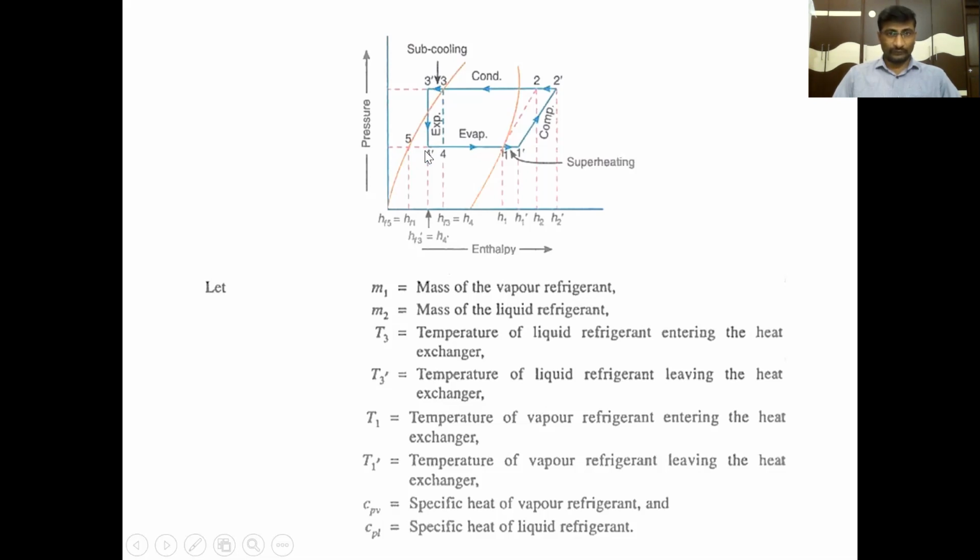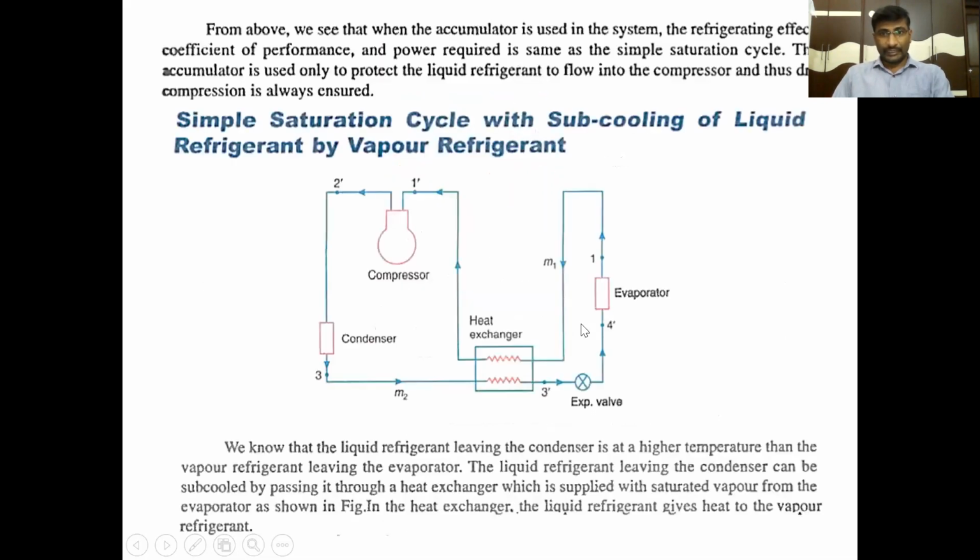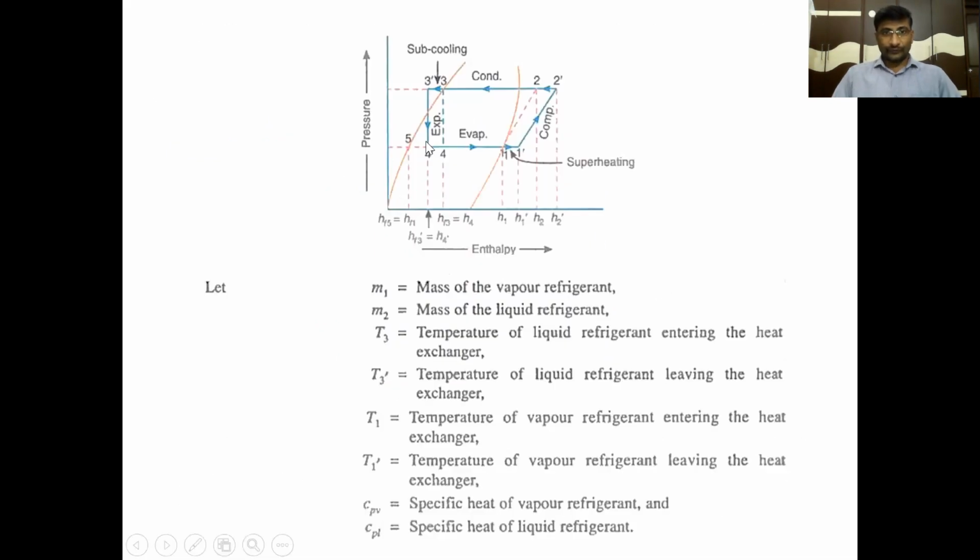After the subcooling process, 3 dash to 4 is the expansion valve, that is the throttle valve. After expansion, 4 dash to 1 only is the evaporation process. That is the heat absorbing process. This is the refrigeration effect done in the evaporator. So 4 dash to 1 is the refrigeration effect.